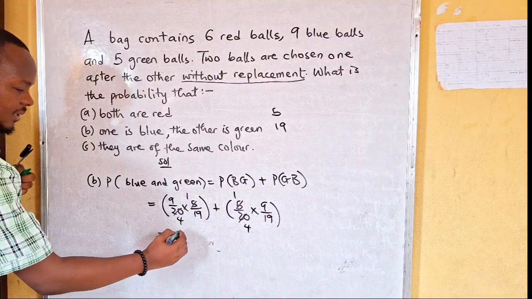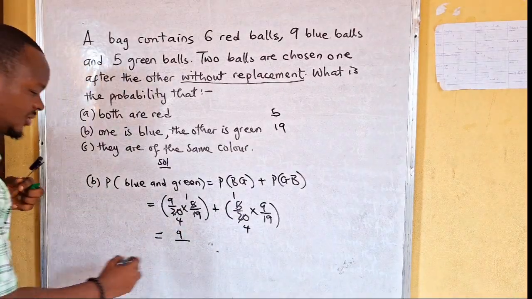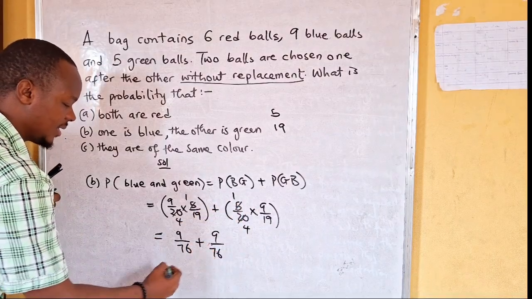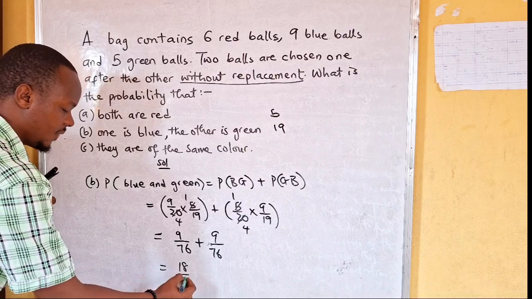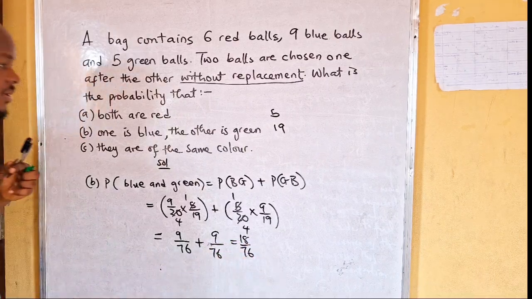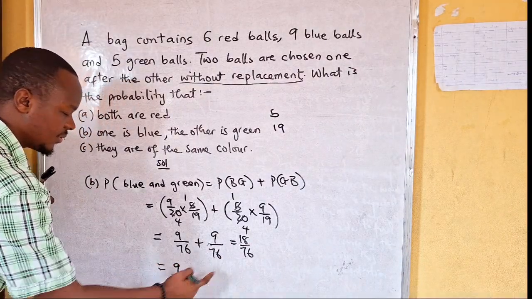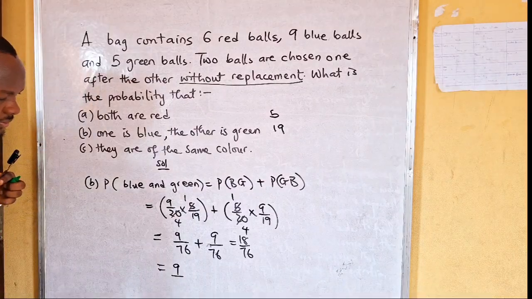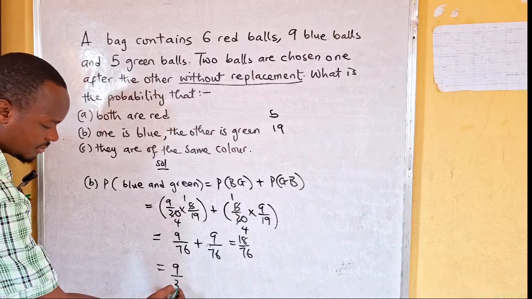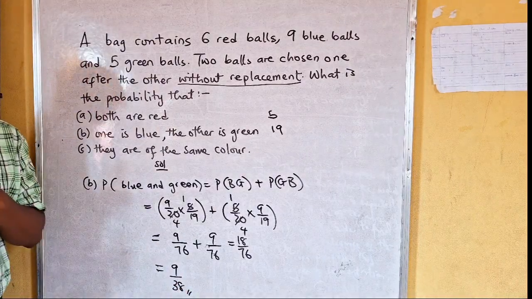So we have 9 over 4 times 19. What is that? 4 times 19 is 76. And 9 over 76 here. So that gives you 18 over 76. So 18 over 76, 2 goes into 18 9 times, and 2 goes into 76 38 times. This is our answer, 9 over 38.